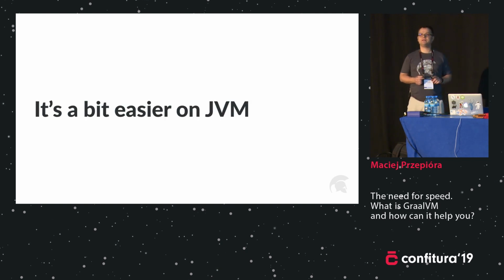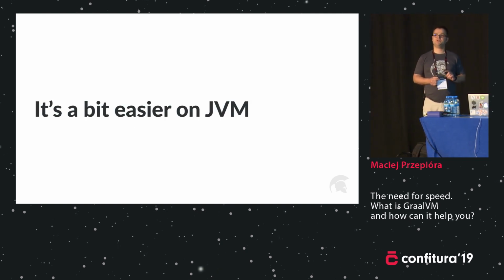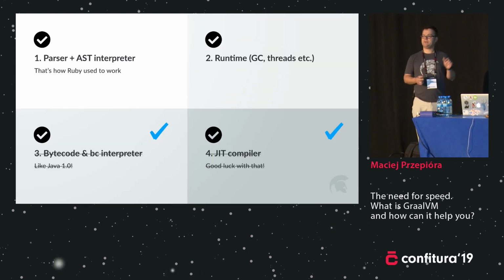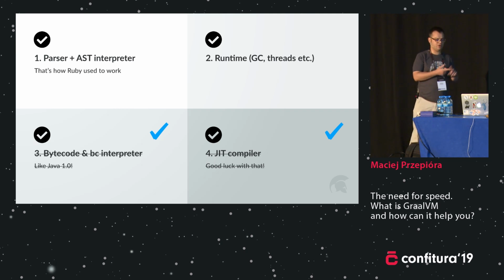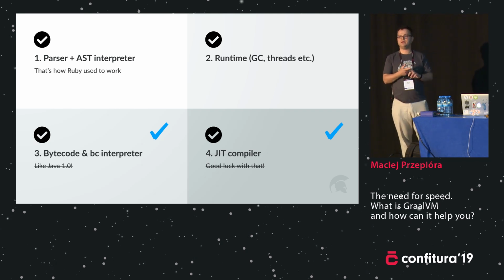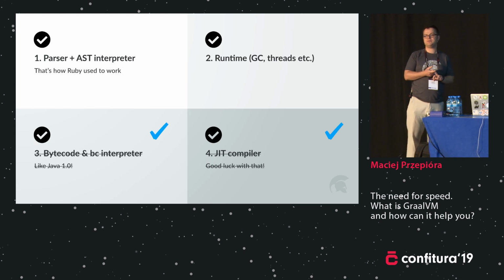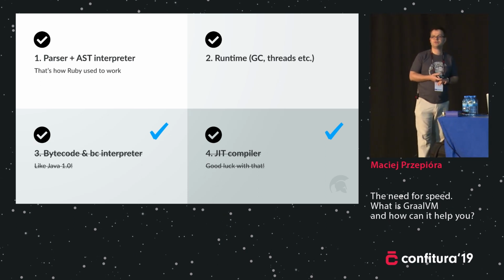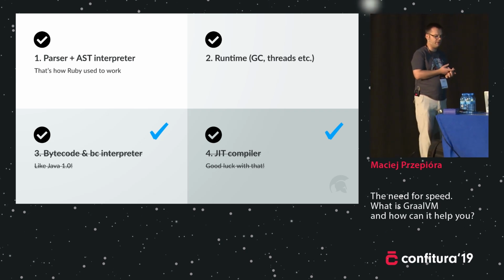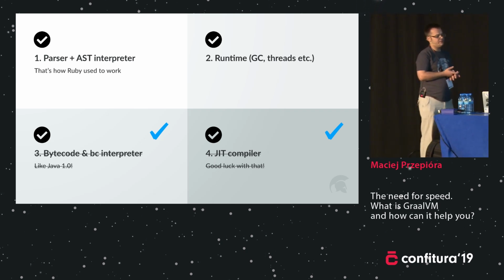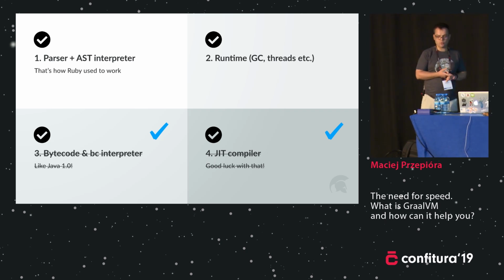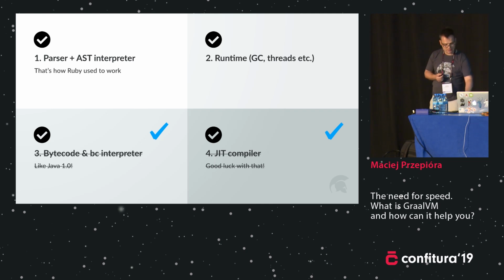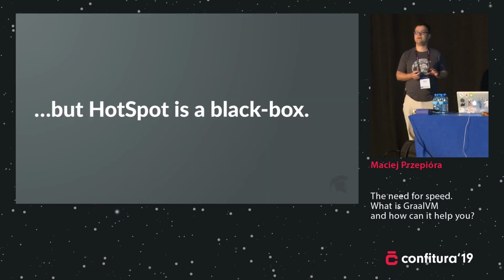My point here is that it's a bit easier on the JVM because, well, there are things that are granted. The bytecode format is already defined. You've got a bytecode interpreter and a bytecode just-in-time compiler, so that's something that you don't need to care about. Parts of the runtime are also implemented for you, so you've got a garbage collector and all that stuff. There's only one problem with that. The just-in-time compiler. It's something of a black box right now.